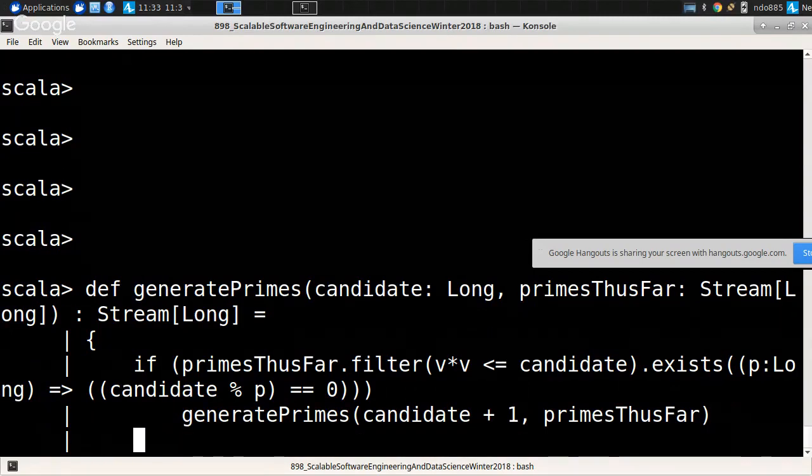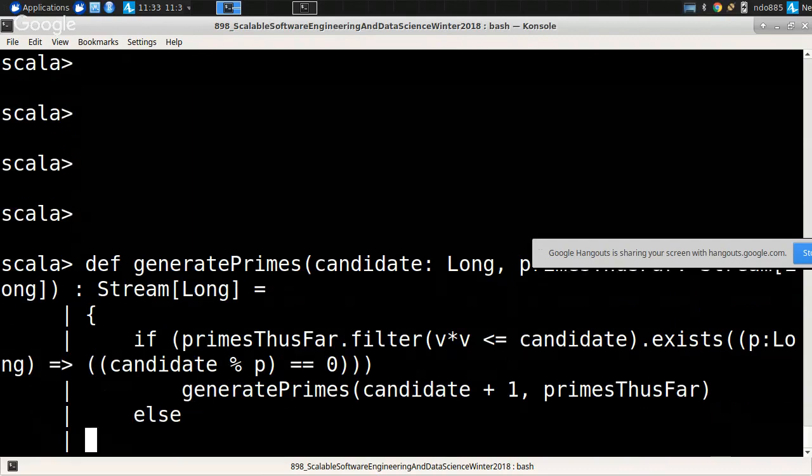And then I'm going to say else. Okay. Suppose we're here. We're in the else clause. What must be the case? It's prime, ladies and gentlemen. So for this list of primes that we're returning, what must be the first element of that list? Candidate. I heard it whispered.